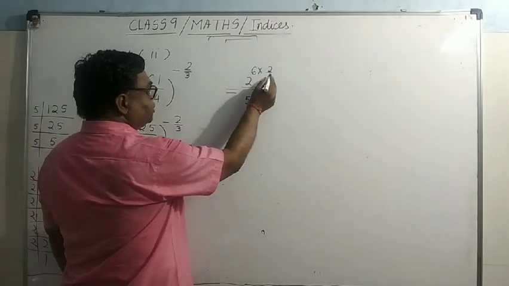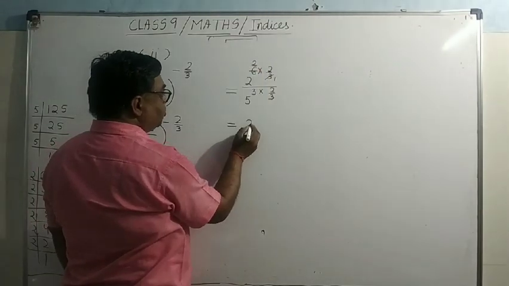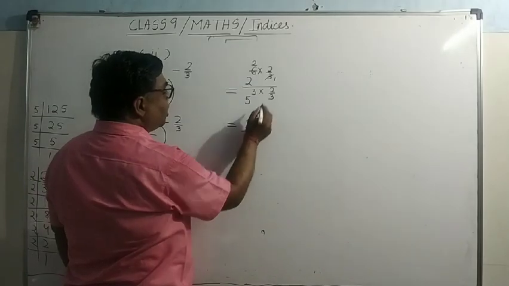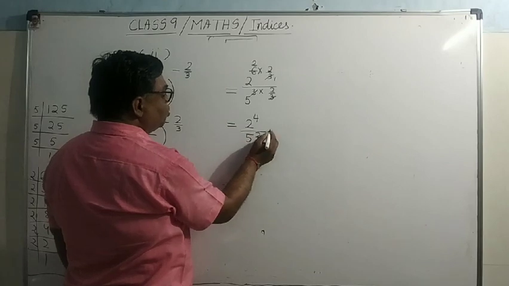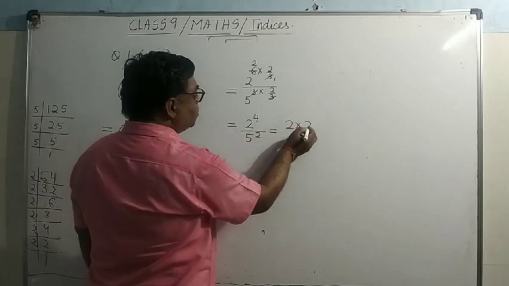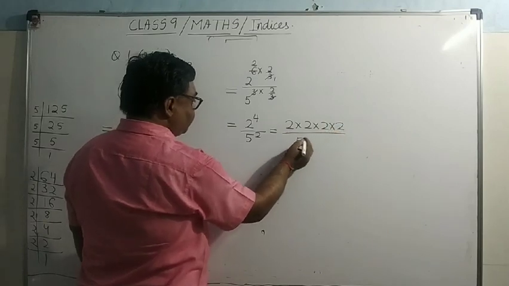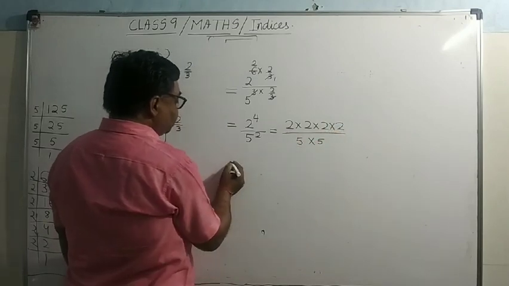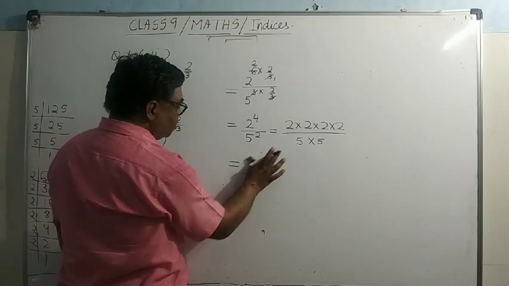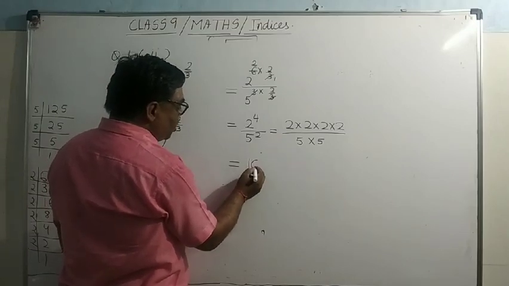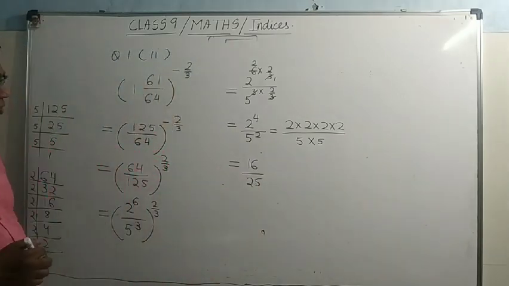Power and power cancel. Here 3 and 3 cancel, 2 to the power 4 upon 5 to the power 2. 2 to the power 4 means 2 will be multiplied how many times? 4 times. And it is 5 into 5. So it is equal to 16 upon 25. 16 upon 25. It's clear.